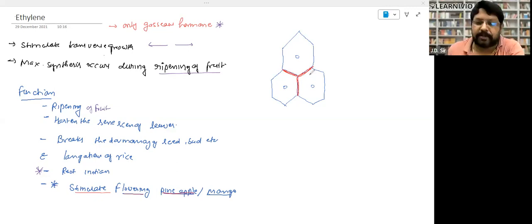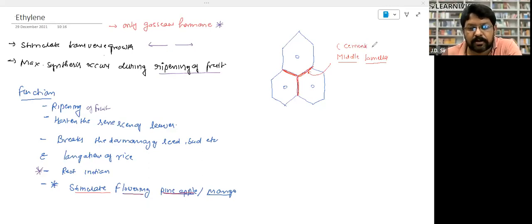What is the name of this cementing material? This is called middle lamella. Remember, this is called middle lamella. Middle lamella is a structure which is found outside of the cell wall, and it is responsible for holding a cell with another. Generally you can call it cementing material or cementing substance.